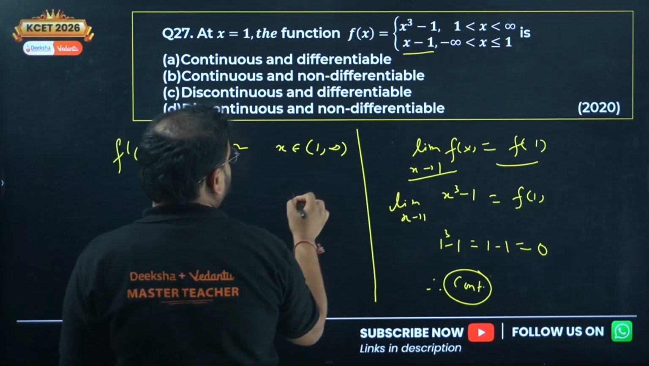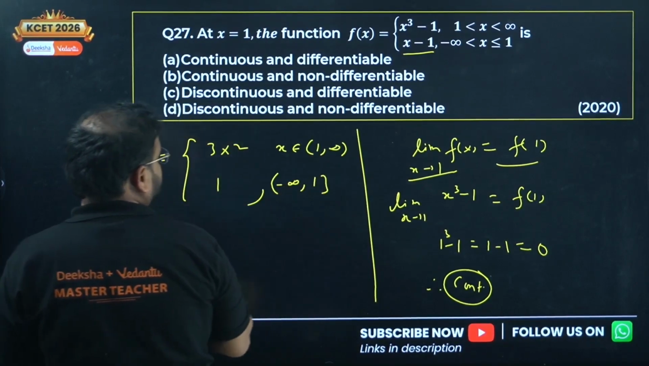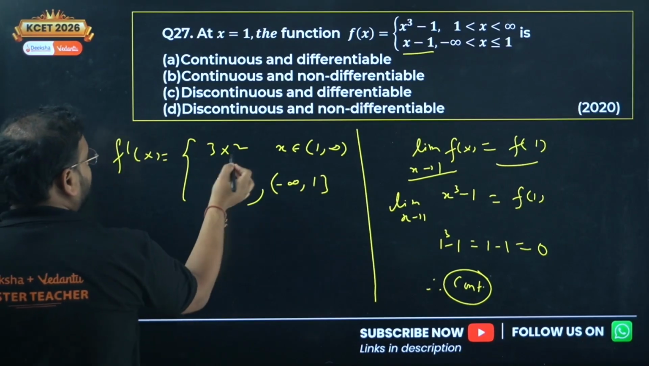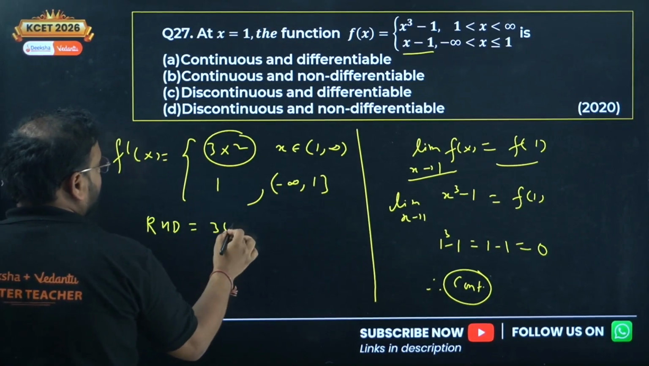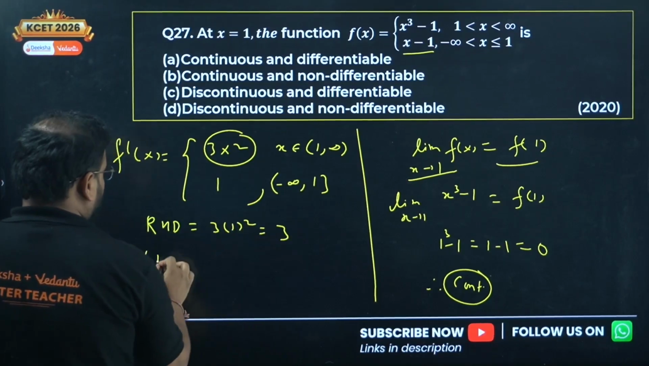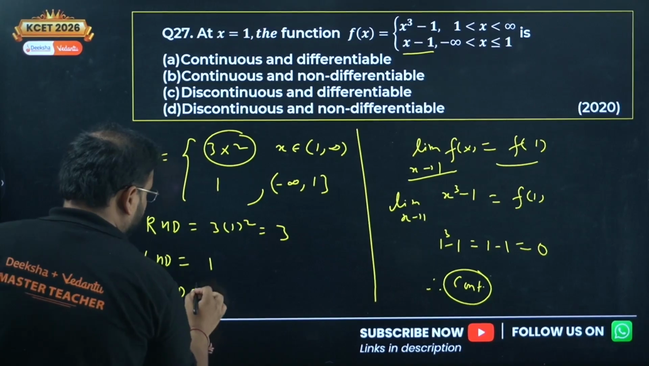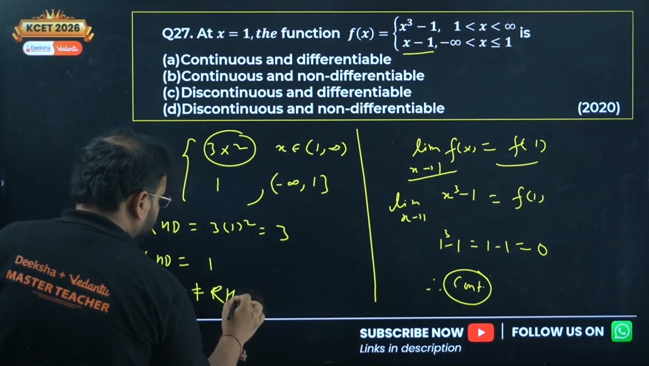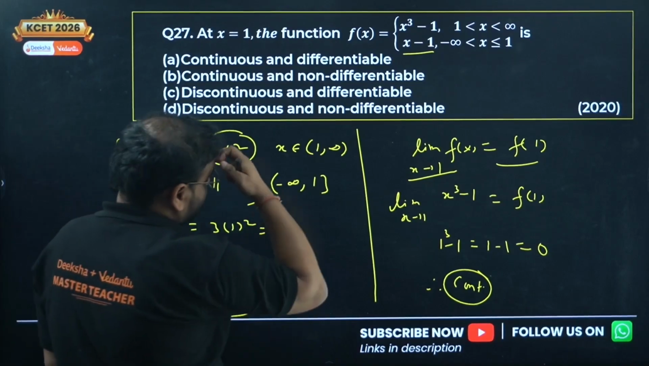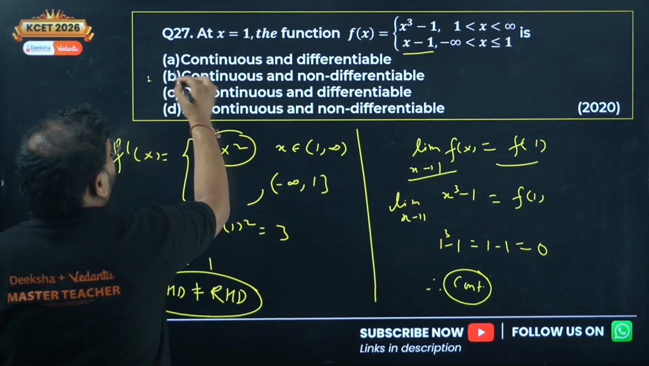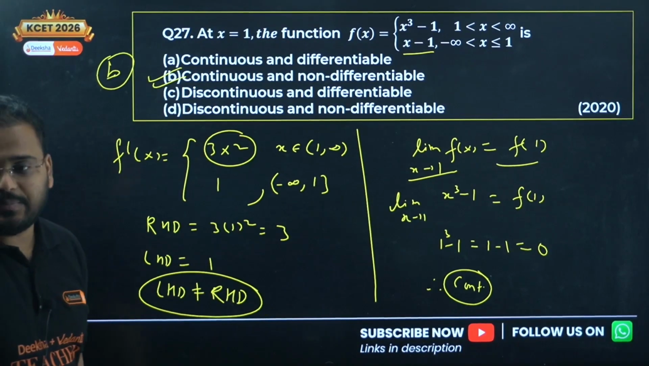1 open to infinity, and this is what? Negative infinity to 1 close, okay. Right, check here, this is going to be what? Your RHD is 3 into 1 square. How much is that? 3. And LHD is what? 1. So your LHD is not equal to RHD. Hence, non-differentiable. So continuous and non-differentiable. Option B. Continuous and non-differentiable. Option B. Next.